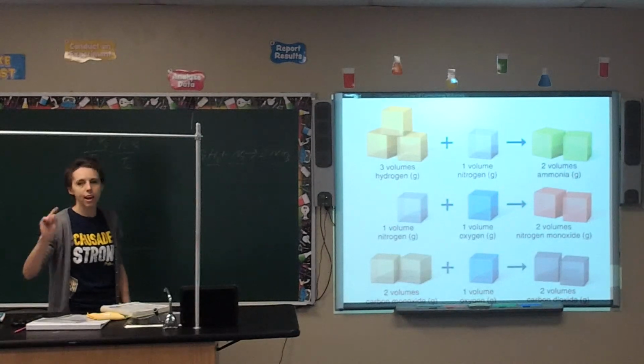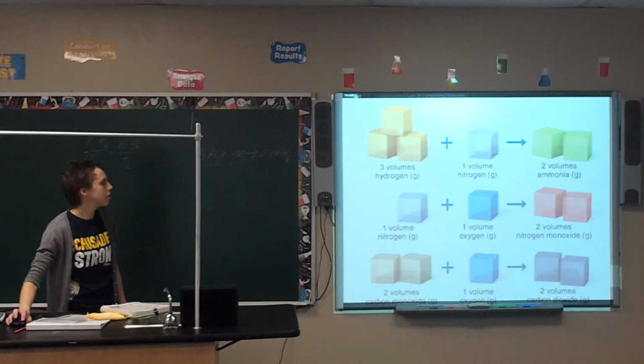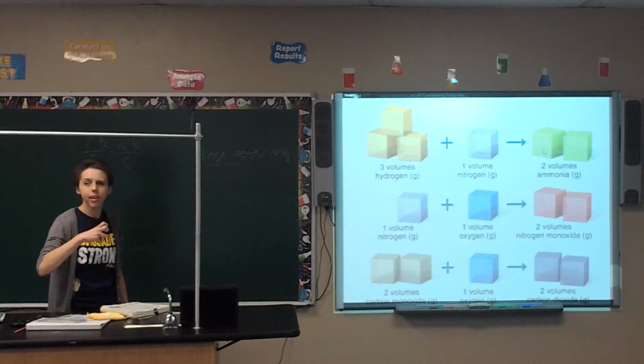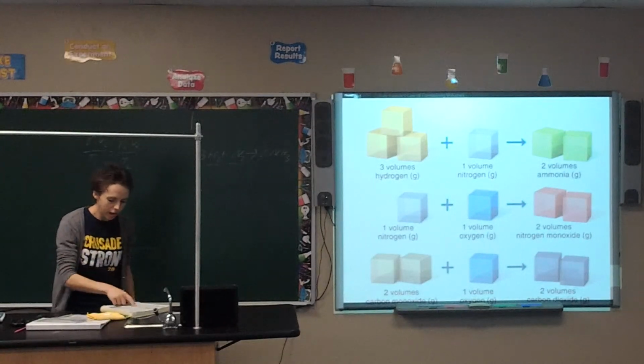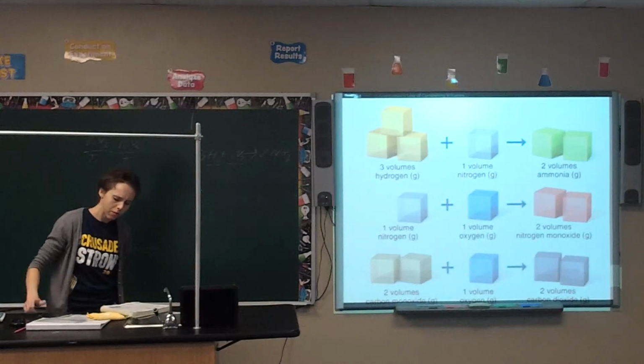He was noticing that trend of small whole numbers, these ratios of 3 to 1 to 2. Whenever you combine these volumes together, they combine in a set of small whole numbers. So that's what he's talking about. So, Gay-Lussac's law of combining volumes.